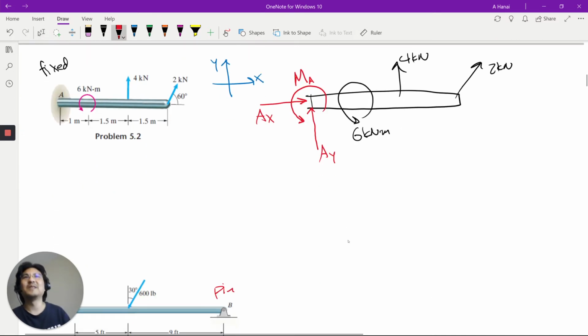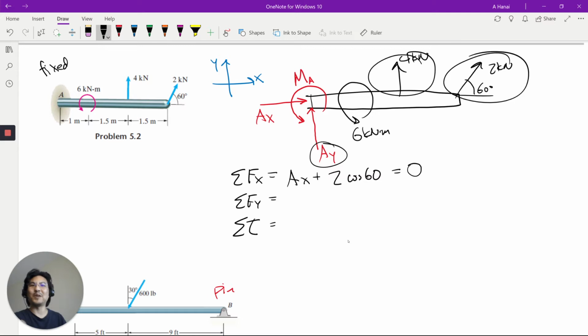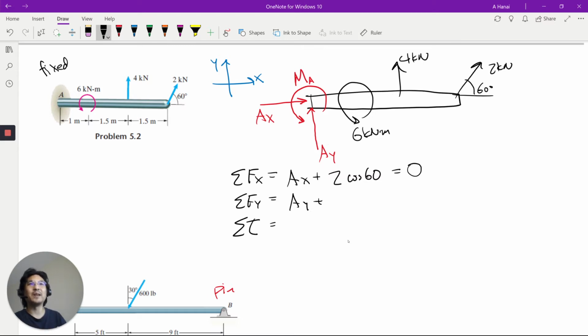Next, write out Newton's second law, decomposed: x direction, y direction, and you sum torque about any point you want. In the x direction, we have A_x and this component. The angle is 60 degrees. So in the x direction, we have A_x plus 2 kilonewtons cosine 60, and that equals 0, static. In the y direction, I have A_y, this, and the y component of that, 4 kilonewtons, sine.